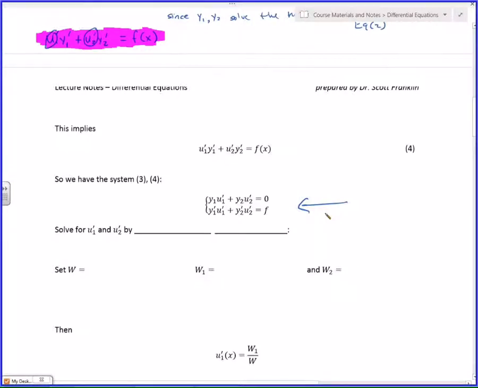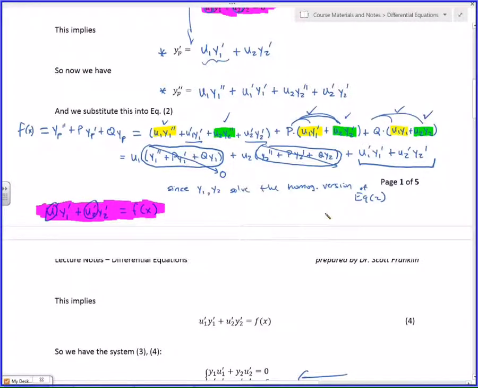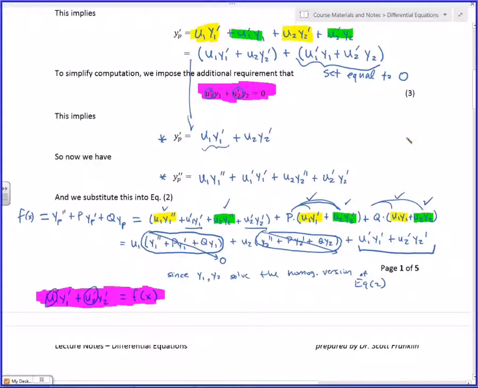How do we know that we can set that to 0 without changing the value of yp prime? What I'm doing is, in fact, if I didn't set that equal to 0, then this yp double prime is much more complicated. So what I've done is I've invented one more constraint, one more equation I've just created to apply to U1 and U2, right?